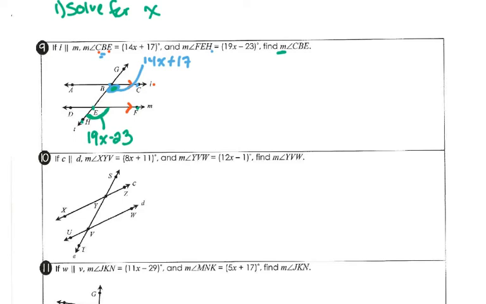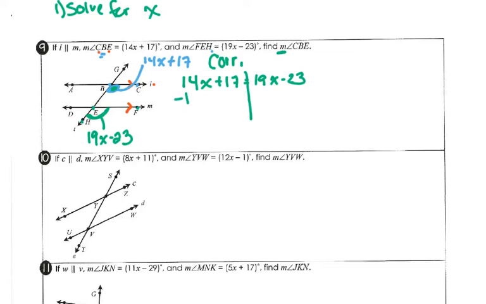Well, in order to do that, you're going to have to figure out what type of angles these are. So looking at it, those angles are going to be corresponding. So you have corresponding angles. Now with corresponding angles, we know that they have to be congruent. And another word for congruent is equal. So I'm going to set my 2 expressions equal to one another. And then I'm just going to solve for x using all the skills that we've learned before.